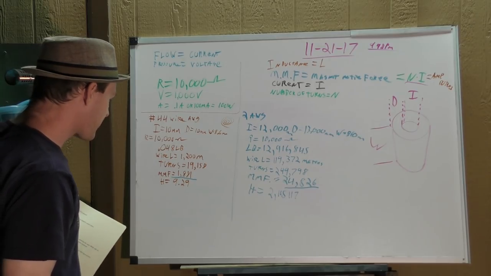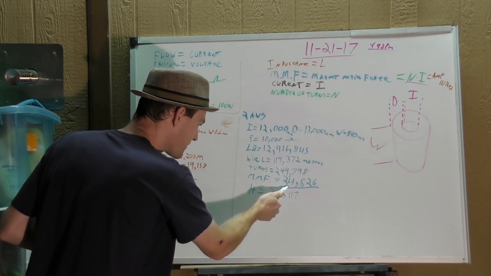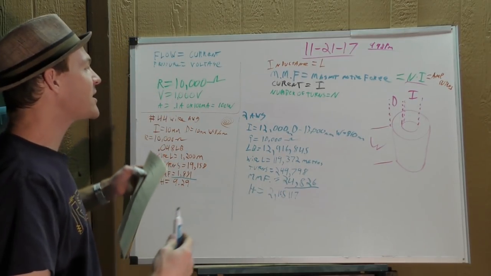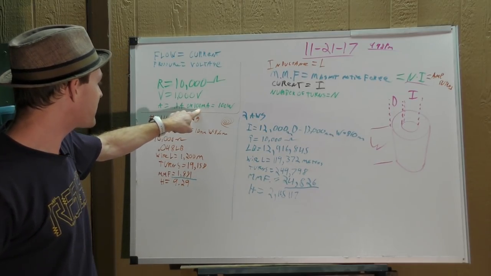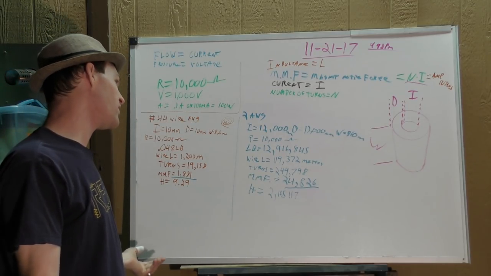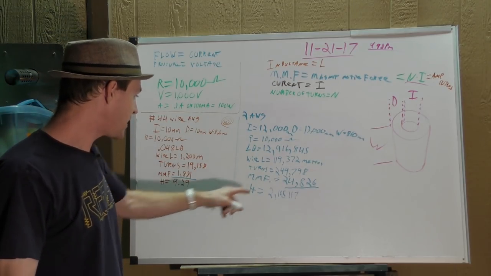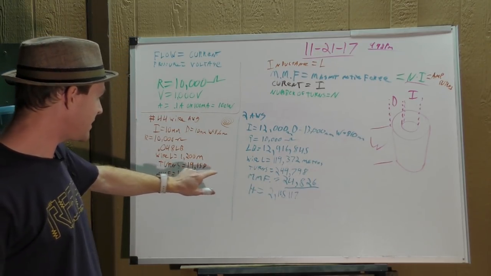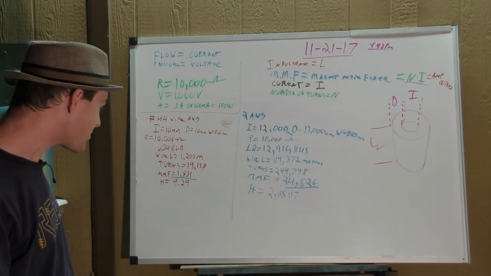2,105,107. Remember, the more the Henrys, the bigger the field. Now, we did this calculation according to amp turns because we fixed the amps and said all we're going to do is change the turns. We had to change the coil size because the wire got huge. But we changed the turns, from 19,000 something up to 249,000, 250,000 turns.